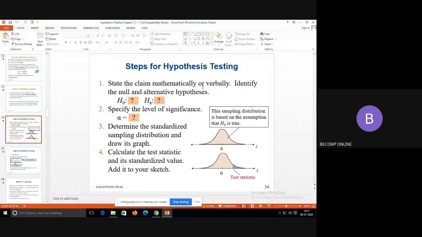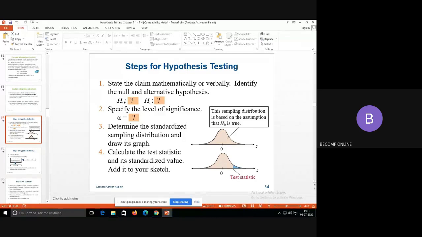Now we will see the steps for hypothesis testing before solving the example. We will solve one or two examples today based on hypothesis testing. So these are the steps that we have. Already we have seen these steps also. Your first step for hypothesis testing is you have to state mathematically or verbally, you have to identify the null and alternative hypothesis. That means you have to make the statement H0 and you have to formulate the statement HA based on your problem statement. That is your first step in hypothesis testing.